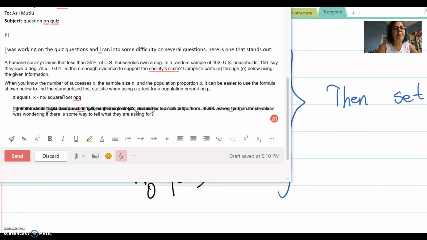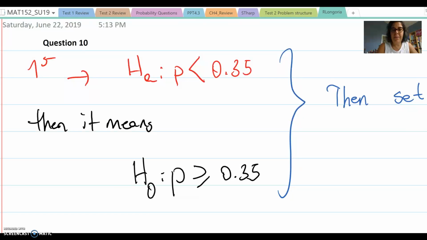It says that a humane society claims that less than 35% of US households. So there's a claim. Remember, a claim can go to H alternative or a claim can go to H null. Claim can go anywhere. It doesn't matter, right? So they say that the proportion of people who own a dog is less than 35%. So this is how we write that down.